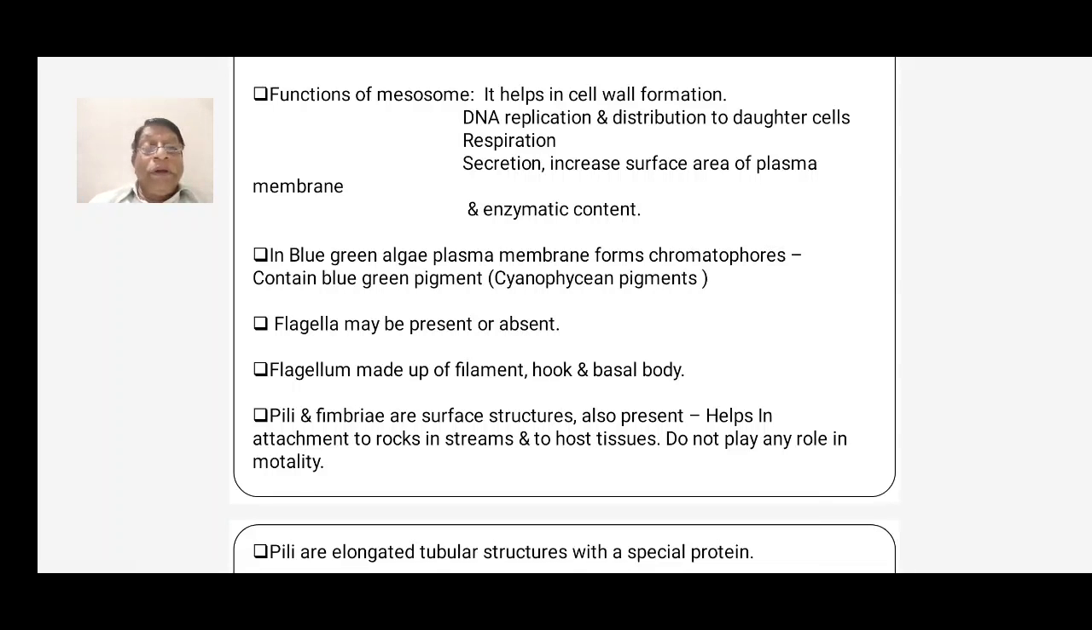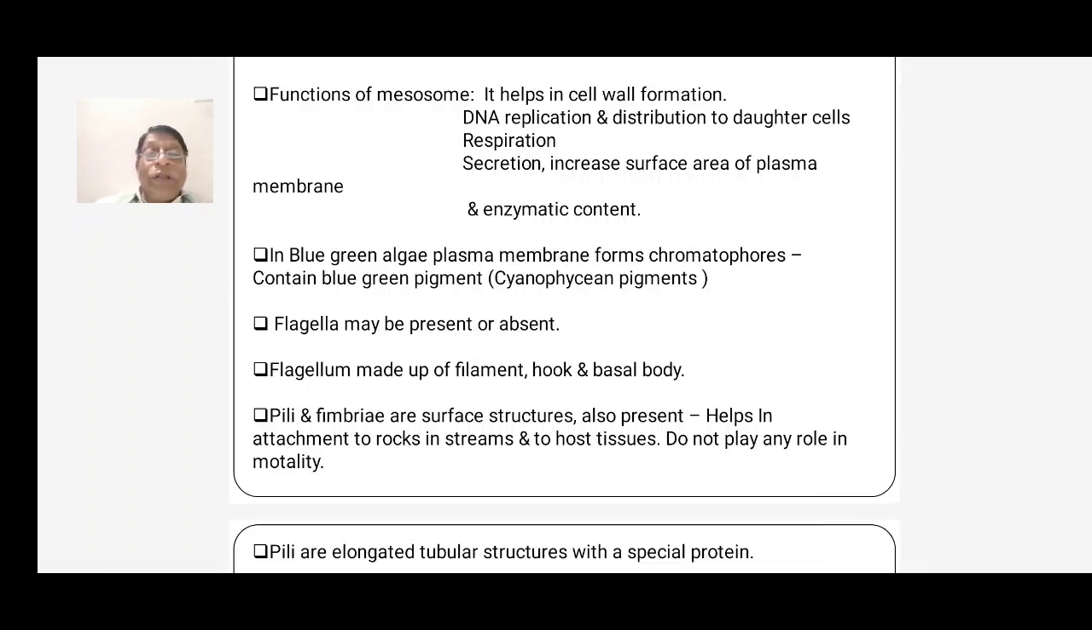Then the flagella may be present or absent. On the cell wall, flagella may be present or absent. If the flagella are present, the flagellum is made up of filament, hook and basal body. Okay.